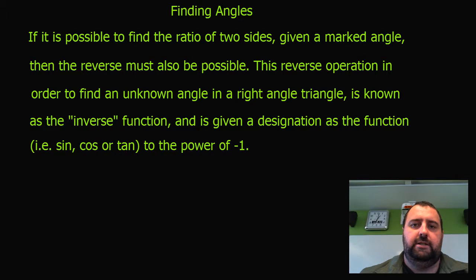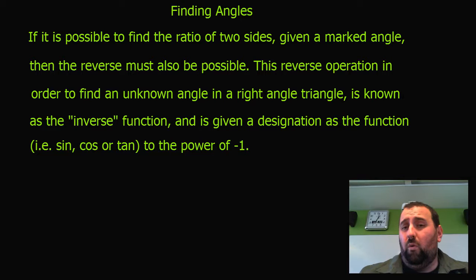Hi guys, so today we're going to talk about finding angles inside of a right angle triangle. So basically, if you think about it, what we've been doing so far is using the angle to find the ratio, using that sin, cos or tan function. But what we're going to look at today is how we do the exact opposite. So given the ratio, go back and find that angle.